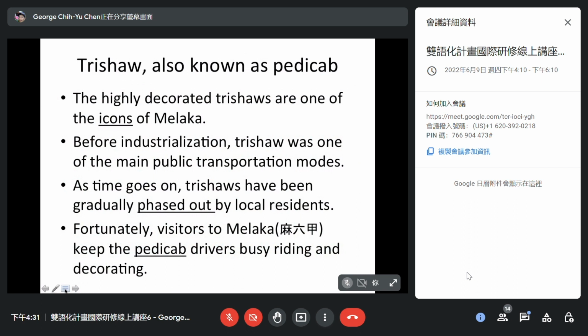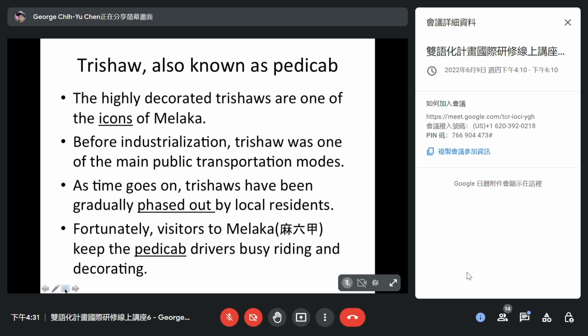And the highly decorated tree shaws are one of the icons of Malacca. Icon means a 象征 symbol of Malacca. And then when you get to Malacca, this is probably one of the first things you see.